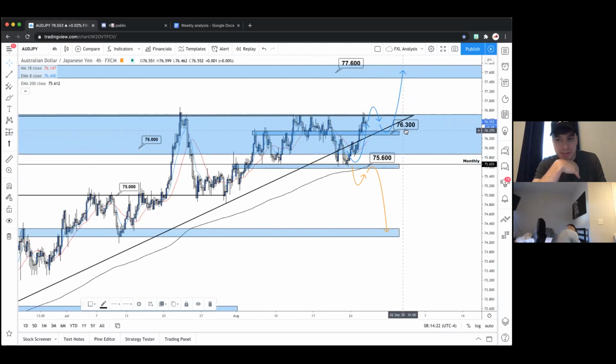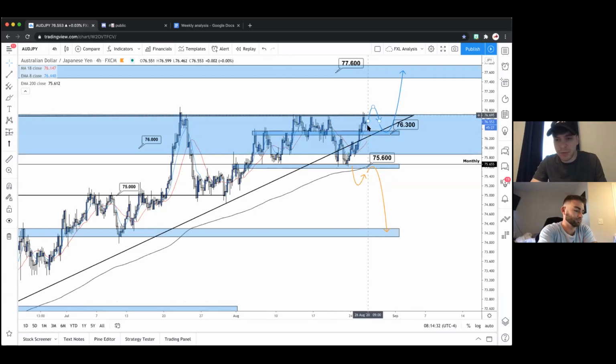It actually crossed 76.3 right here. This is a minor level, lower time frame zone. So if we do get a higher low right in this pocket, above this zone, confirming this is a higher low above this zone, I could go long if I see the right confirmations, especially closing above this entire zone here.